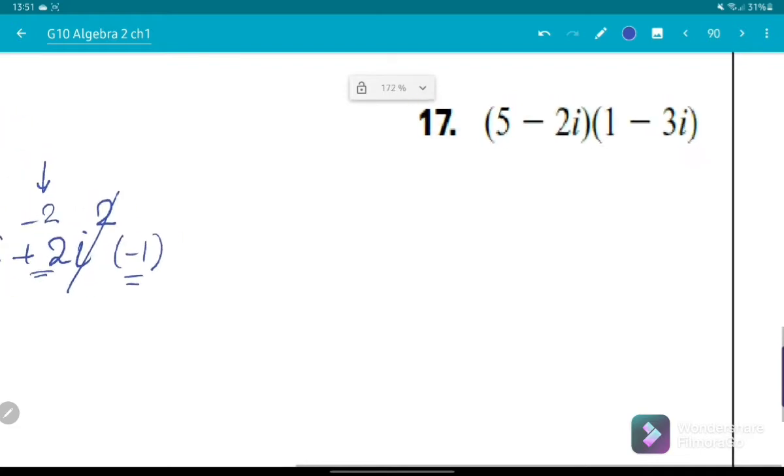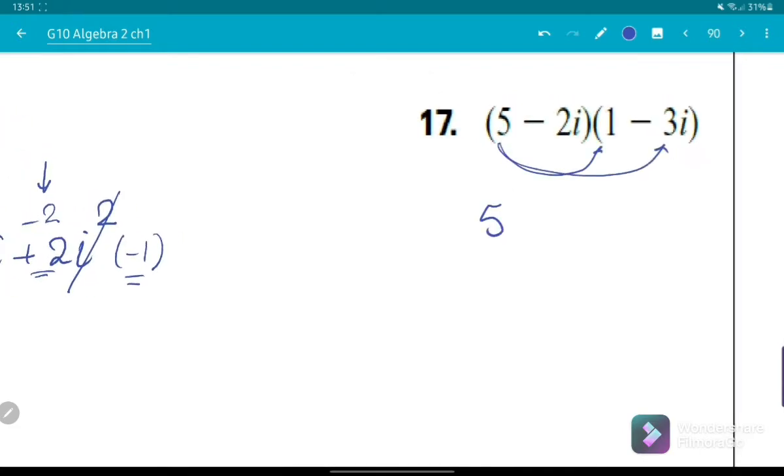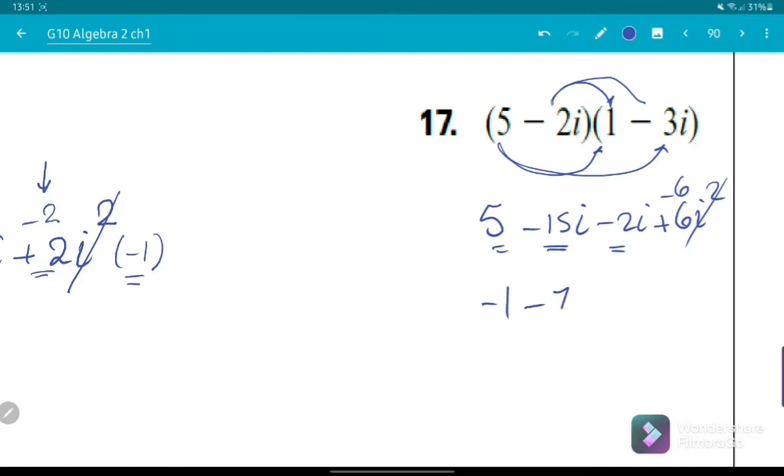Let's do this quickly. 5 multiplied by 1 is 5. 5 multiplied by negative 3i is negative 15i. Then negative 2i multiplied by 1 is negative 2i. Then negative 2i multiplied by negative 3i is positive 6i squared. i squared will make this negative 6. 5 minus 6 is negative 1. Negative 15i, negative 2i is negative 17i. And this is the answer.